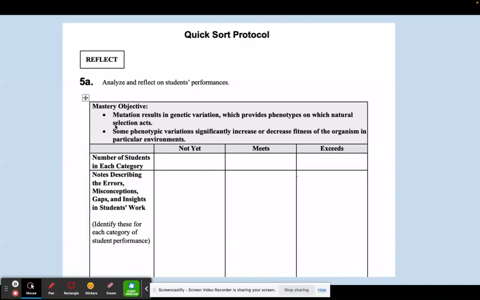In this protocol, you're going to identify the standards that you're assessing with what you're doing. And so I have two standards from the AP Biology core. I want them to know that mutation is what results in genetic variation, that genes don't just appear, that they come from random mutations. And then the particular phenotypic variations can either increase or decrease fitness of the organism in a particular environment. And then when we get done with this activity, I'm going to look for students who have not yet met those objectives, they meet the objectives, or they're exceeding the objectives.